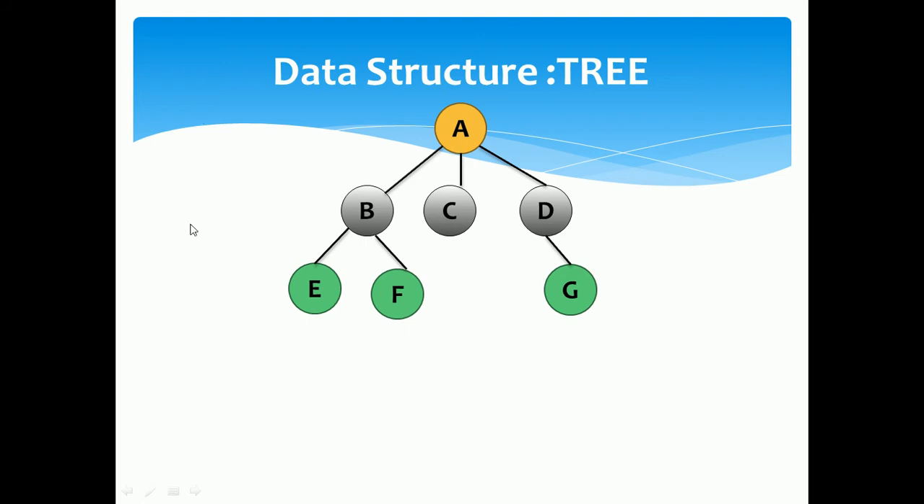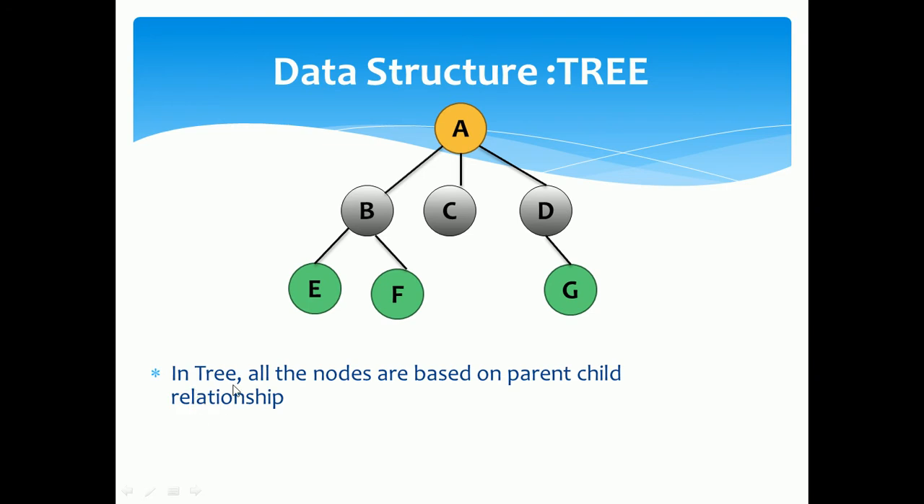Let me show you some examples of tree. Here we can see an example of a tree. Here A has 3 children, B, C and D, and so A is the parent of B, C and D. Further, B has 2 children, E and F. So the parent of E and F is B. C doesn't have any children, but D has 1 child. So in a tree, all the nodes are based on a parent-child relationship.